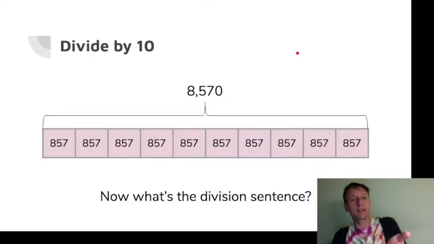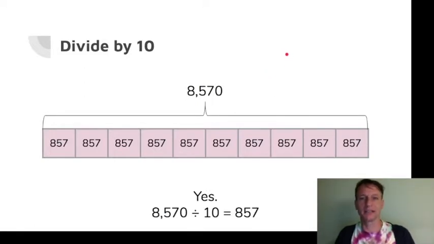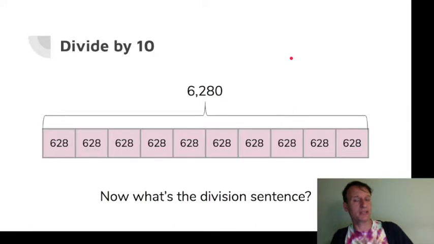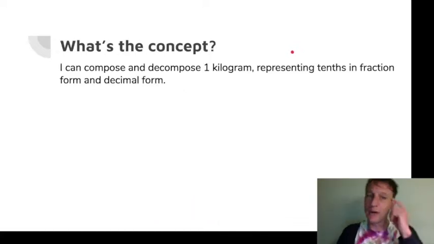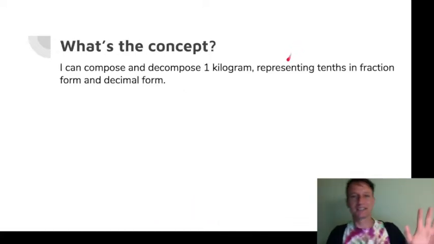We can do it with this number as well, can't we? 8,570, again divided into 10 parts, 857. All right, 6,280 divided by 10, 628. You see how this works? It's beautiful. I love it. Okay, so let's go on then. Now that that's easy, let's do something else.